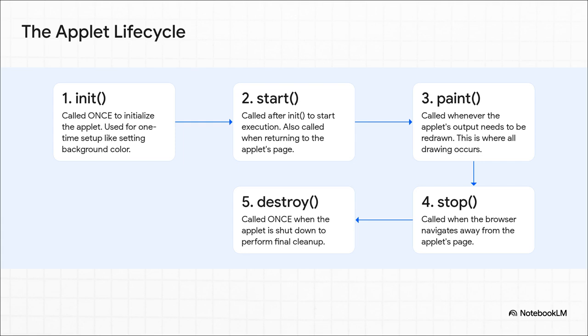So here it is. First, init is called just one time when the applet is born. It's for setup. Then start is called to get it running. After that, paint is called anytime the screen needs to be drawn. If you navigate to another web page, stop gets called to pause things. And finally, when you close the browser tab for good, destroy is called to clean up. The order is always init, start, paint, stop, destroy. Get that sequence down cold.